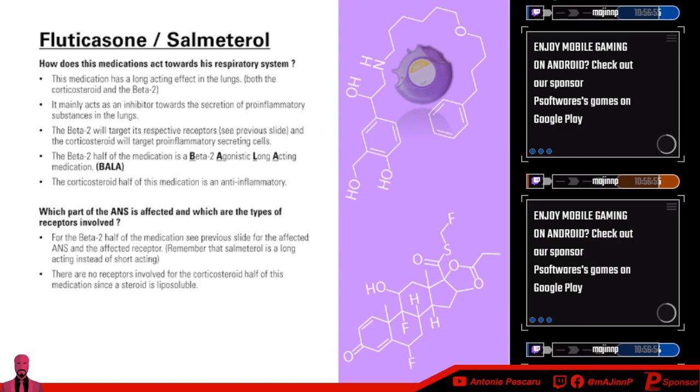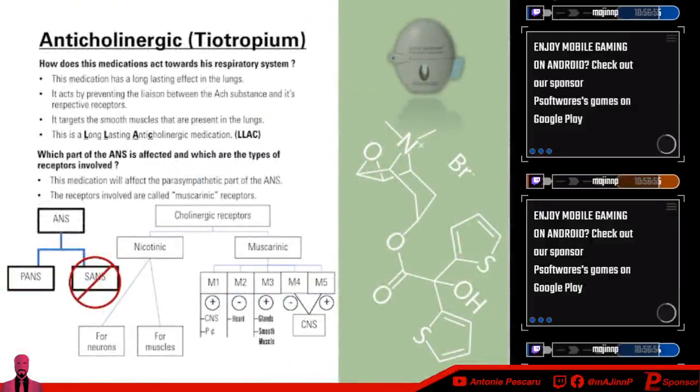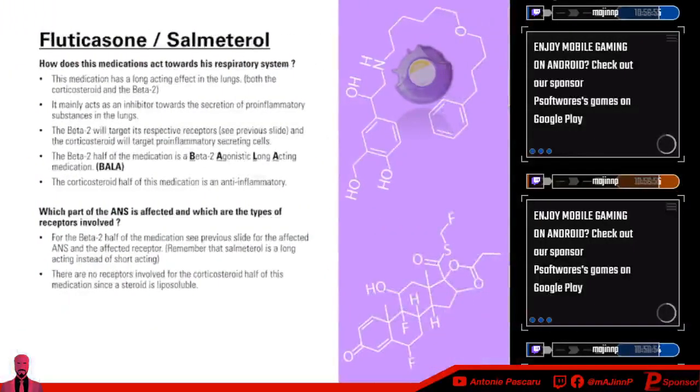But for the fluticasone, the corticosteroid, there are no receptors involved for the corticosteroid in this medication. First of all, since the steroid is lipophilic, and second of all, we don't need a graph to explain that, because there are no receptors involved for our inflammatory secreting cell. So now that we know the difference between all three, we are able to give you a better representation of what each of the medications does.